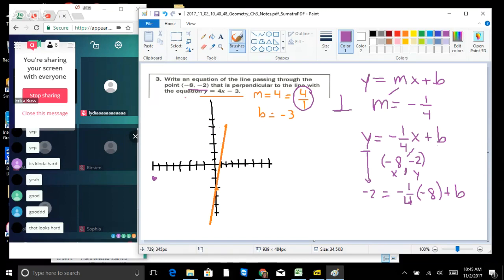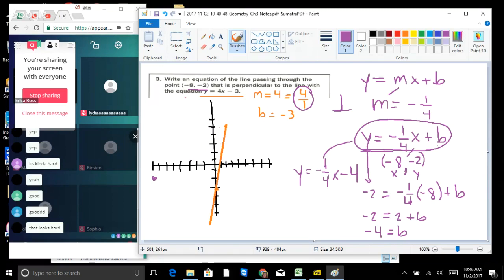So -1/4 times -8: a negative times a negative is a positive, and 8 divided by 4 is 2. So -2 equals 2 plus b, or when I subtract 2 from both sides, b equals -4. So I figured out what b is. So now I go back to this guy, right? This is what I'm trying to figure out. I'm trying to fill in all my blanks. I know that my equation is y equals -1/4 x minus 4, or plus a -4.